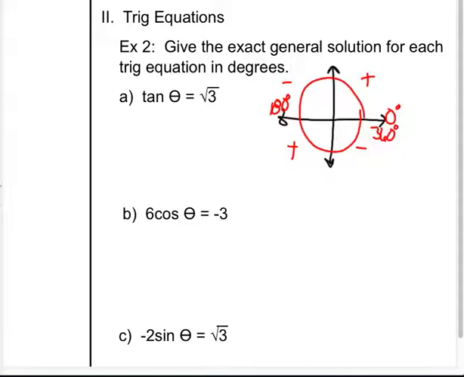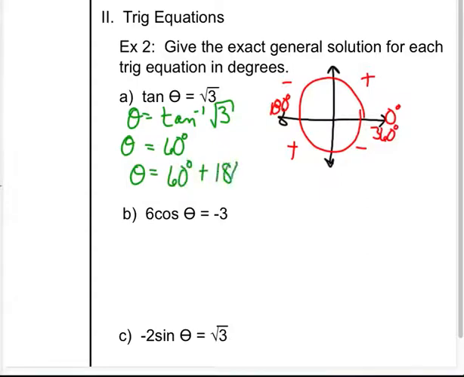So the first thing I'm going to do is cancel that tangent by taking the tangent inverse of both sides. And it's positive. The restricted domain for the tangent inverse is from negative 90 to positive 90, so I know my answer will be in positive degrees. And I've memorized that the tangent of 60 degrees gives me the square root of 3. So that is our restricted domain solution. And then we add the period to it. So theta equals 60 degrees plus 180n, because as I mentioned, every time you add 180 degrees, you're going to get that same tangent value back.